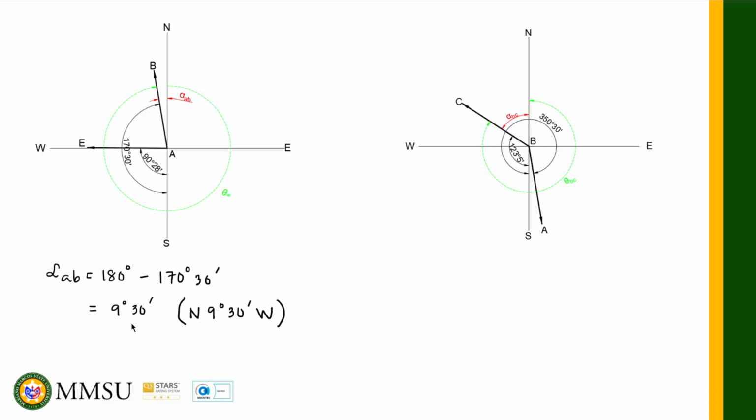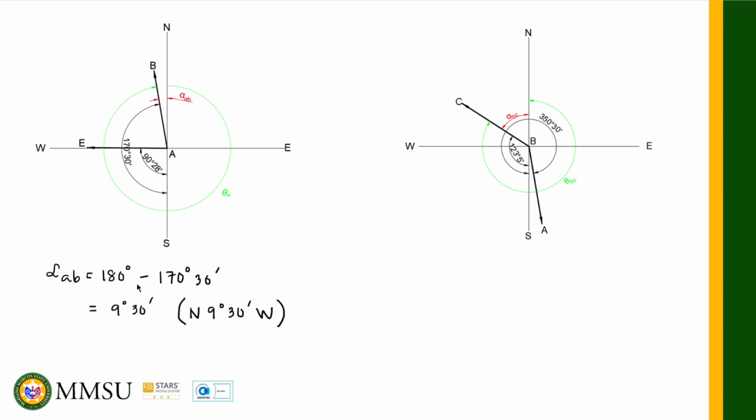Now let us solve for the azimuth. As you can see, our designation for azimuth is theta. So theta AB, on the other hand, we can get by adding the 170 degrees 30 minutes to 180. So we just add 180 and this one.